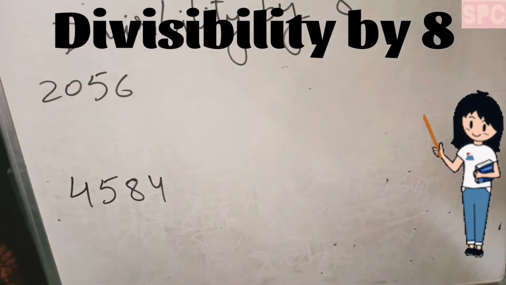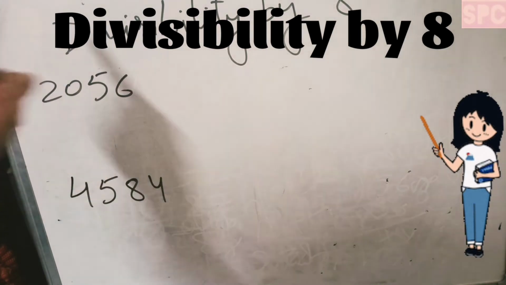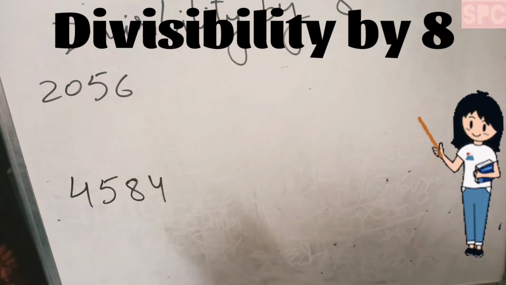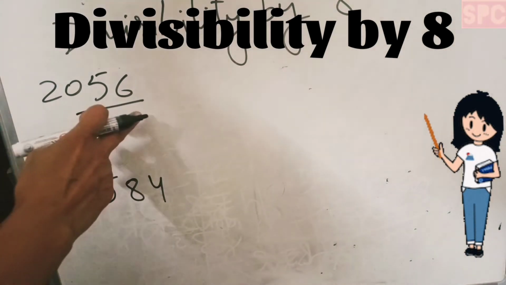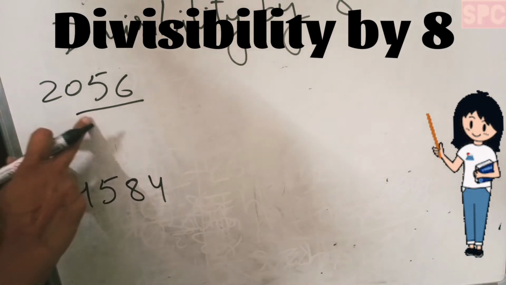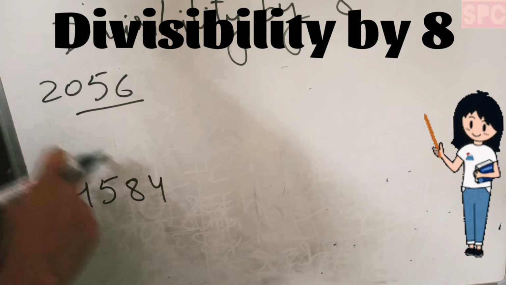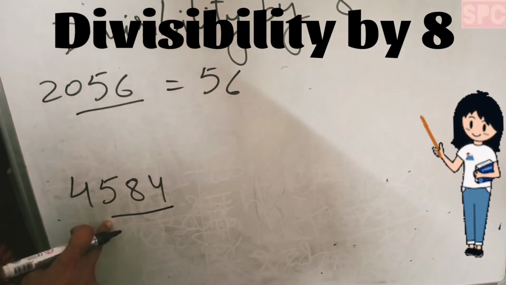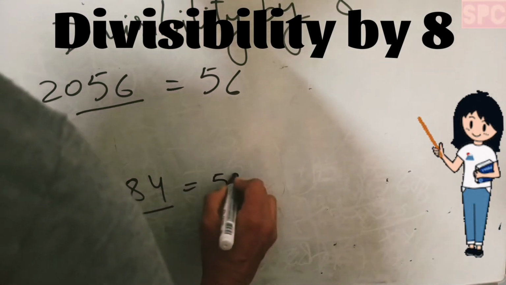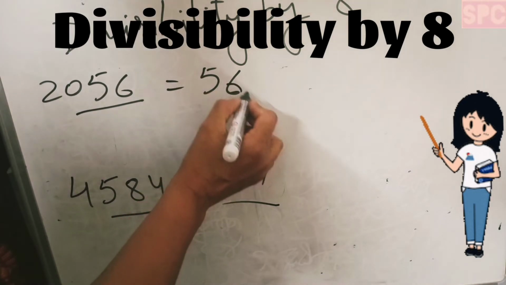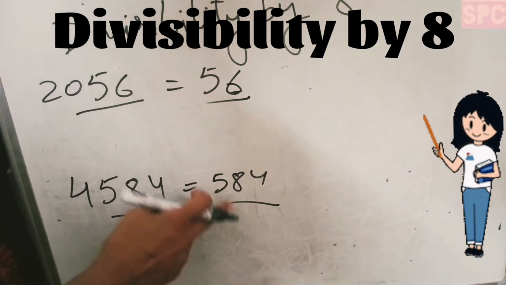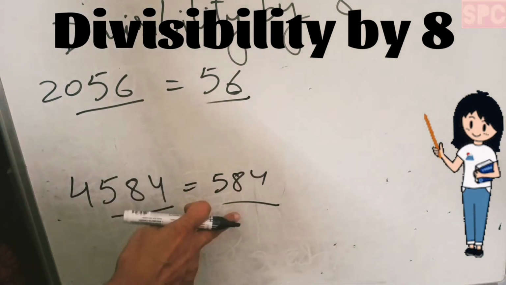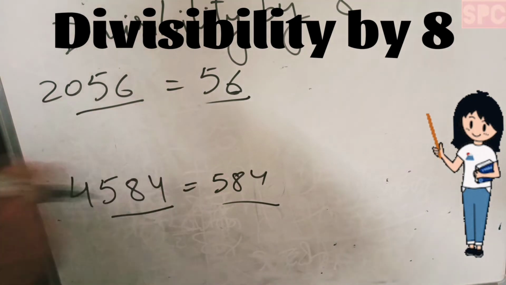Now children, here we have taken 2 examples: 2056 and 4584. Here we will check whether these 2 numbers are divisible by 8 or not. To check the divisibility by 8, we have to see the last 3 digits. Here the last 3 digits are 0, 5 and 6, so the number formed is 56, and here the last 3 digits are 584. So we have to check whether 56 and 584 are divisible by 8 or not. If these 2 are divisible by 8, then these 2 numbers will also be divisible by 8.